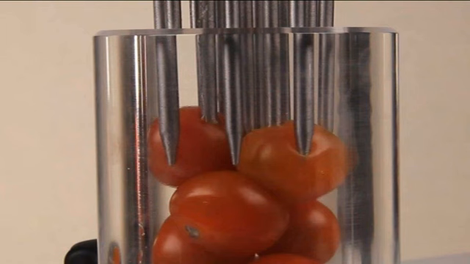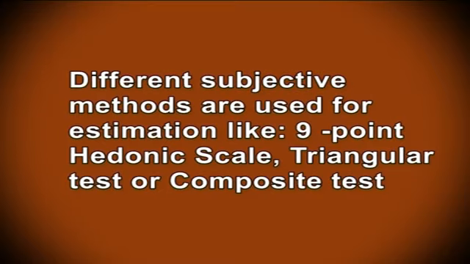Methods for determining quality. Broadly, two methods are used for determination of the quality in food industry as shown below. Subjective method. In this method, individual is required to give his opinion about qualitative and quantitative values. This method is also referred as sensory analysis. It is by experience of the individual. Different subjective methods are used for estimation like 9-point hedonic scale, triangular test or composite test.